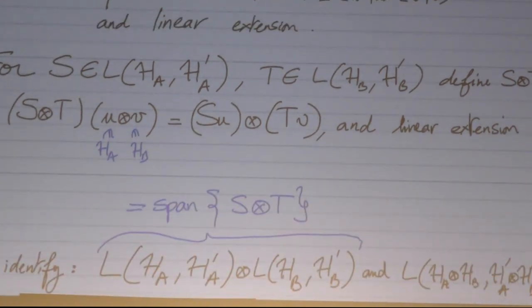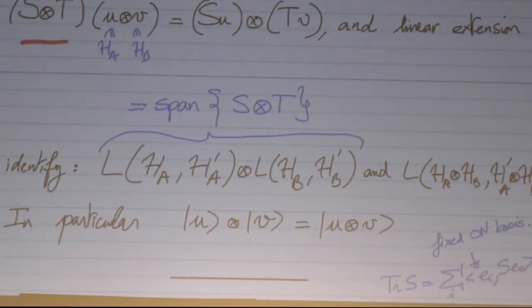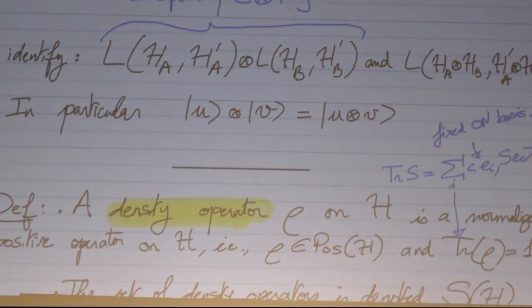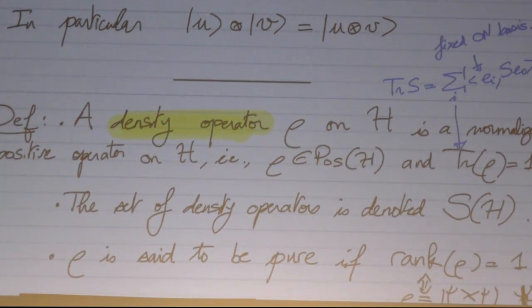I can also define a tensor product on the linear operators. If I take S and T as linear operators, then the tensor product of these two operators, when it acts on tensor product vectors, just gives the tensor product of the outputs, and then you extend it linearly. There are some natural identifications we'll be using: the tensor product of the set of linear operators from H_A to H prime A with those from H_B to H prime B is identified with linear operators from H_A tensor H_B to H prime A tensor H prime B. A particular case of that is this identification.